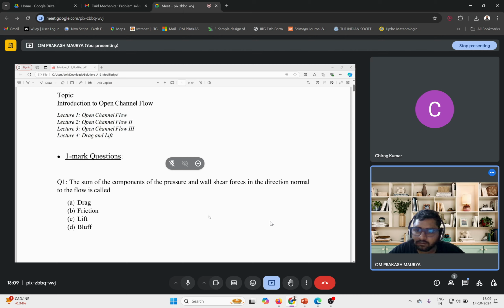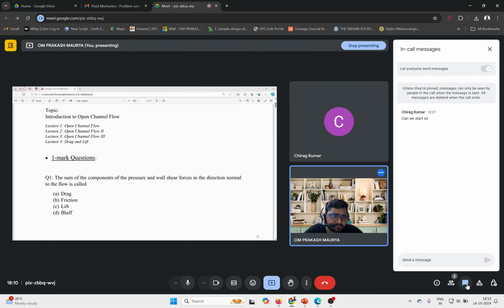So, the first question is: the sum of the component of the pressure and wall shear force in the direction normal to the flow is called. Option A is drag, B is friction, C is lift, and D is the bulk. So, which option is correct? You can comment in the chat box.